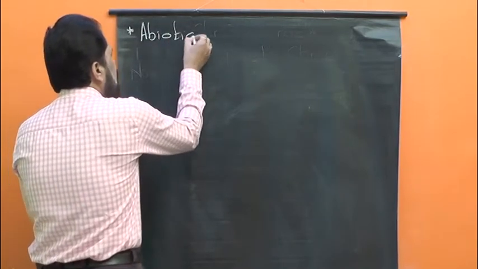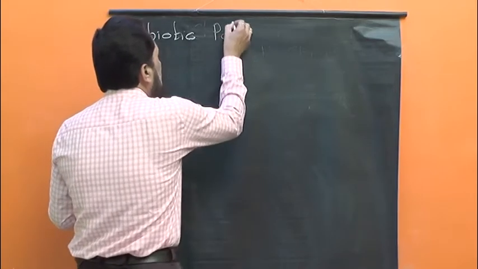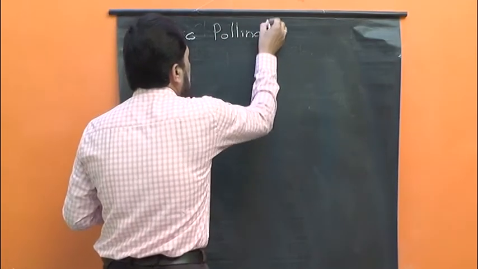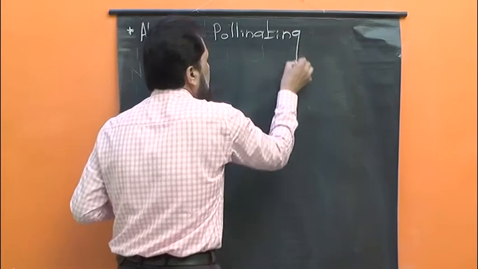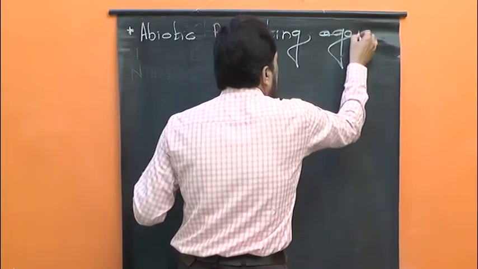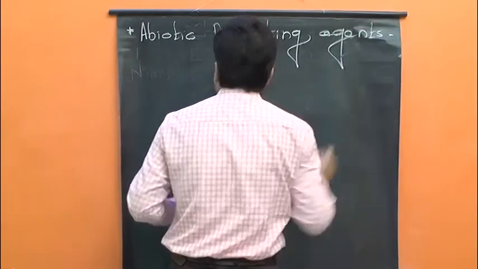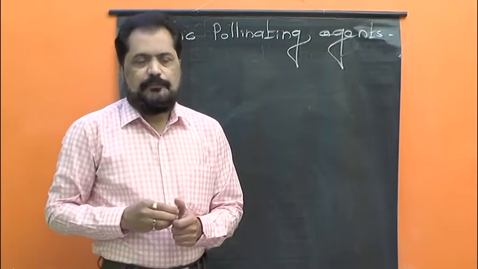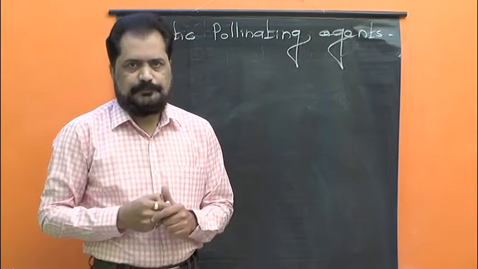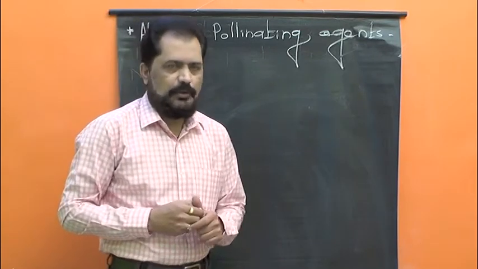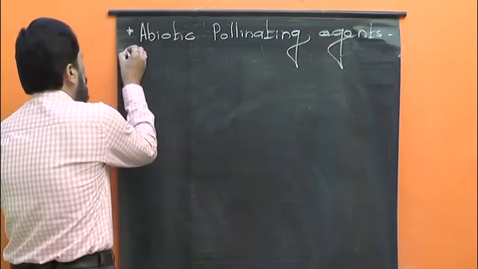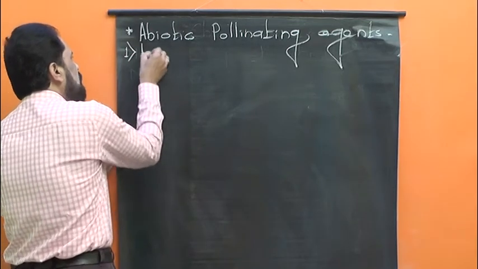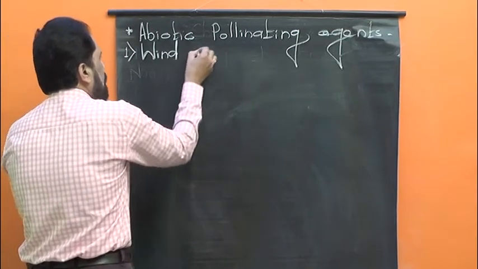Abiotic in the sense non-living pollinating agents. We know that there are two main abiotic pollinating agents, such as wind and water. So first of all, let us talk about wind pollination.